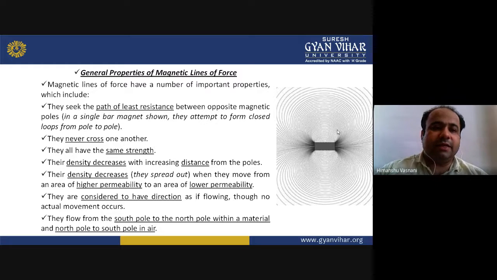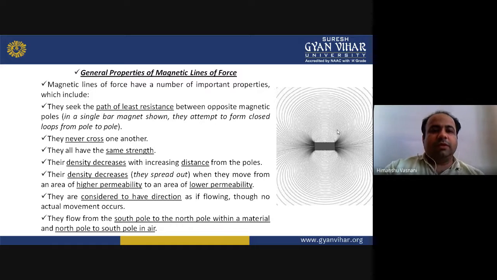Then their density decreases with increasing distance from the poles. Now the density is decreasing with the increase of distance from the poles. Now the density also decreases as they spread out, when they move from an area of higher permeability to an area of lower permeability. I repeat, their density also decreases when they spread out, that is, when they move from an area of higher permeability to an area of lower permeability.